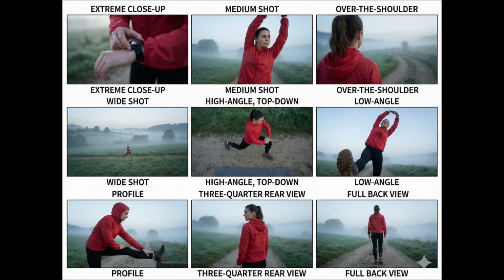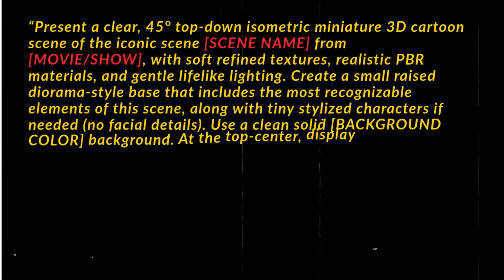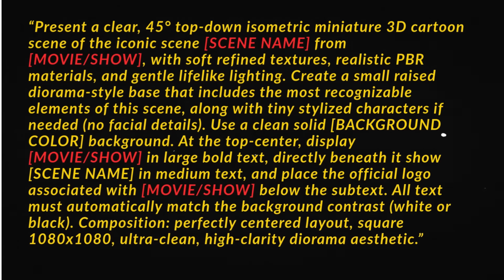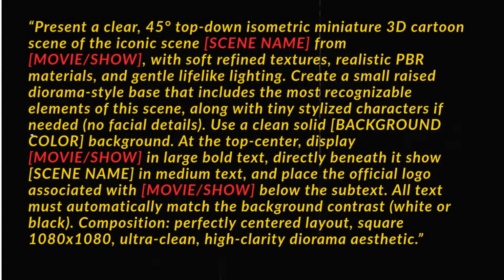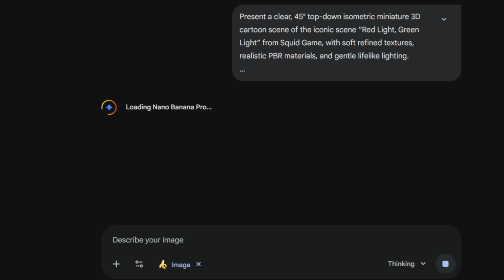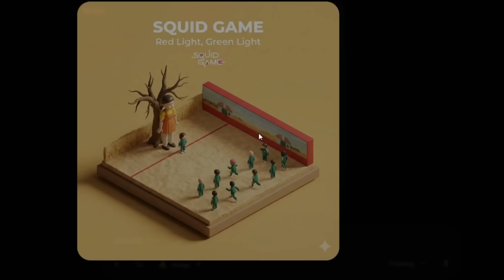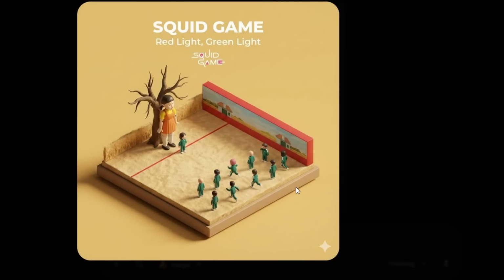I also did it with a runner stretching at dawn, surrounded by mist and soft light, and the consistency is crazy good. Now this one is insanely satisfying. If you use this isometric diorama prompt and just replace the movie or show name, Nano Banana Pro turns iconic scenes into miniature, collectible-style dioramas.